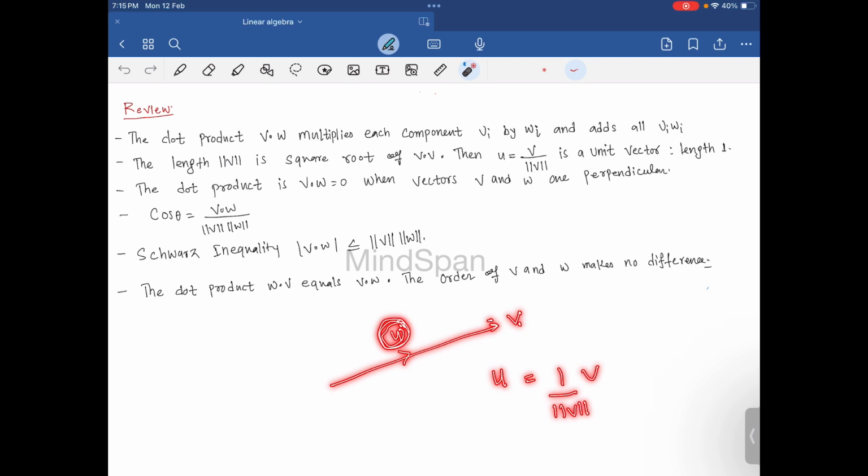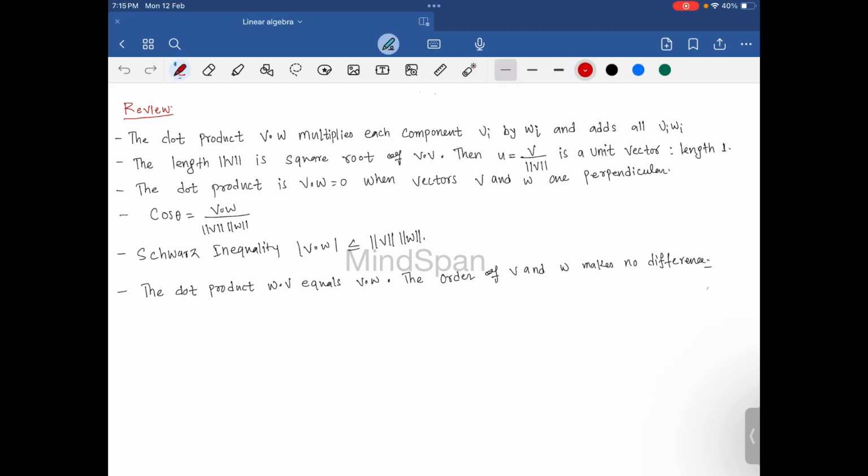So this is what we have discussed so far regarding the length of a vector and a unit vector in the direction of some vector. Also, one point I would like to mention here: the dot product, we call it by another name, that is the inner product. So we do the inner product.